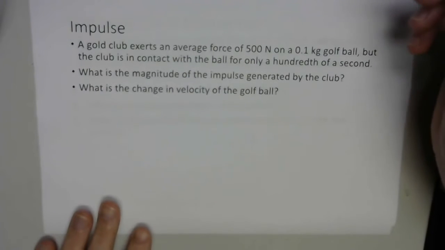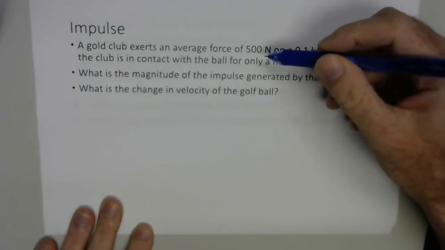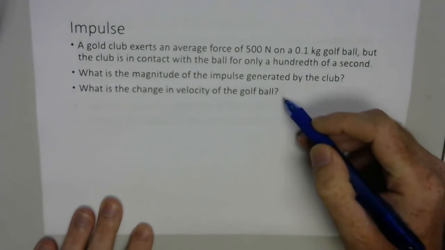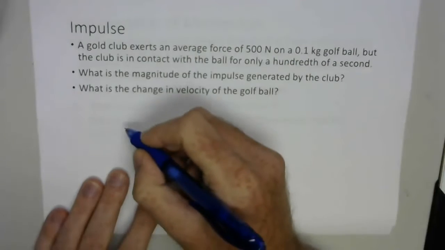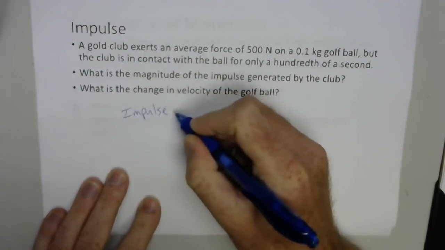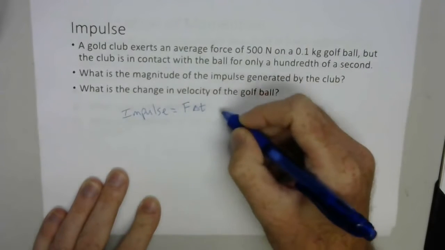We've got a 500 Newton force acting on a 10th kilogram golf ball. The club's in contact with the ball for 100th of a second. We want to know the magnitude of the impulse and then the change in the velocity. So for that first one, we're going to calculate the impulse, and this is going to be equal to the force times the change in the time. That is the time it's in contact.